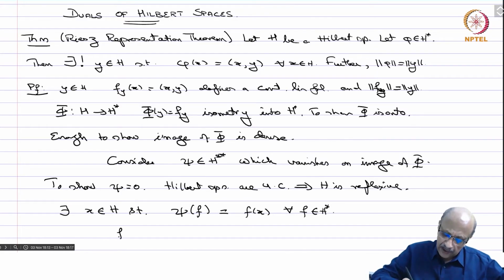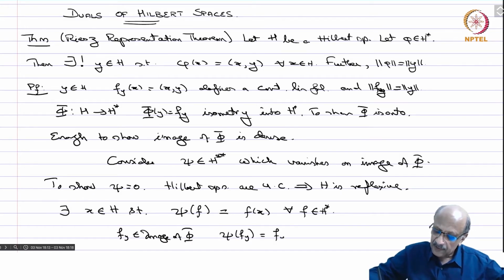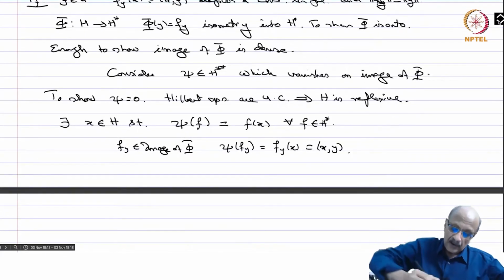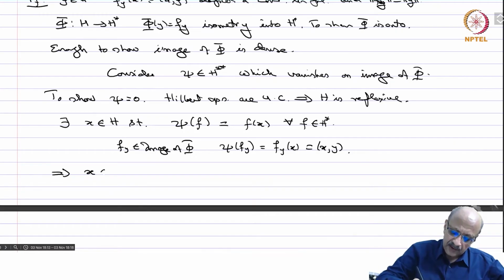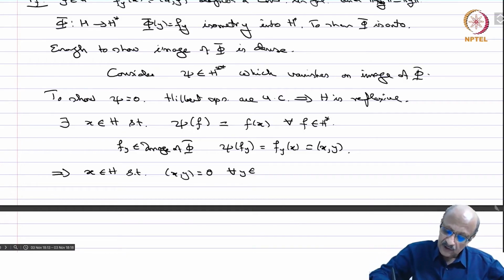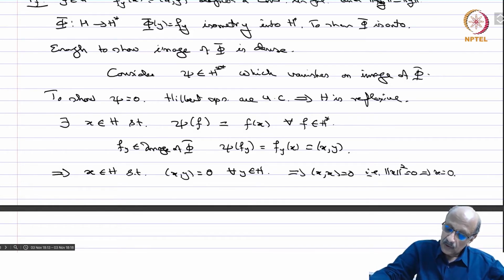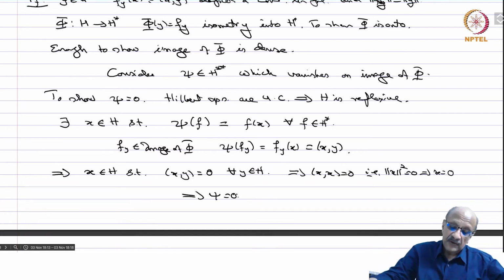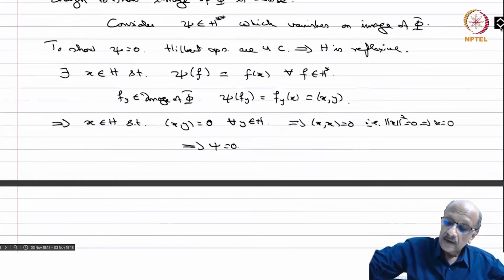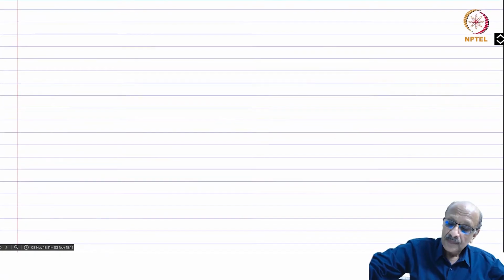Okay, so if you take any f_y belonging to the image of phi, psi of f_y is equal to f_y of x, which is (x, y). So this implies that x is such that (x, y) equals 0 for every y in H. In particular, this implies that (x, x) equals 0, that is norm x squared equals 0, that is x equals 0. And that implies that psi is equal to 0, and therefore the image is dense, and consequently we have shown that phi is onto, and therefore the representation theorem is completely proved.